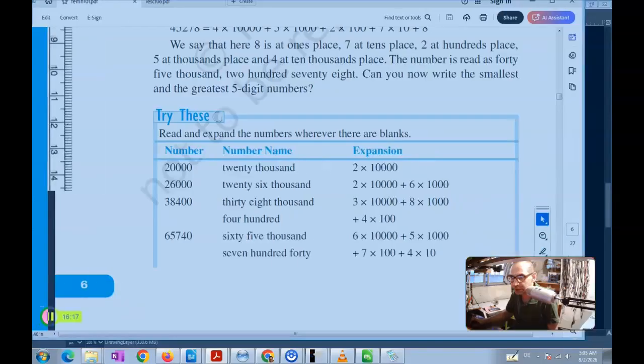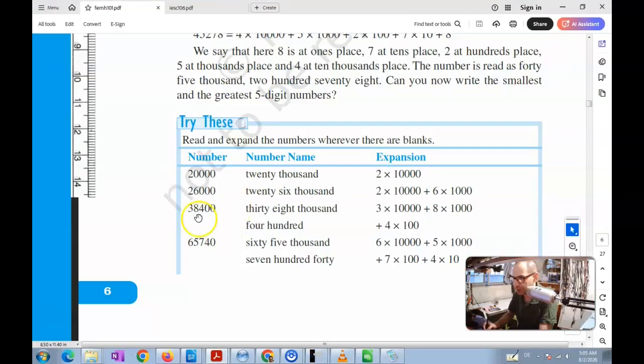Now let's take a look at these. Let's see what these are. We have the number 20,000. That's 2, and all of these are 0. But then we have a 2 over here, which is in the 10,000 place value, after 1, 10, 100, 1,000. So that's 2 groups of 10,000, or 2 times 10,000. 26,000, for example, would be 2 groups of 10,000 and 6 groups of 1,000.